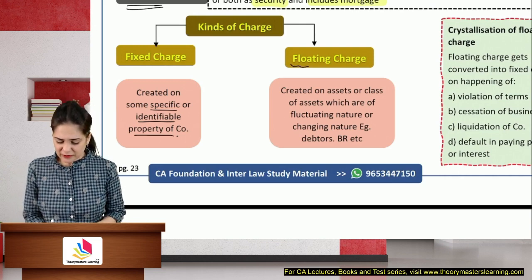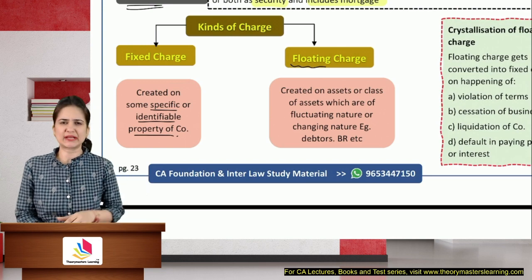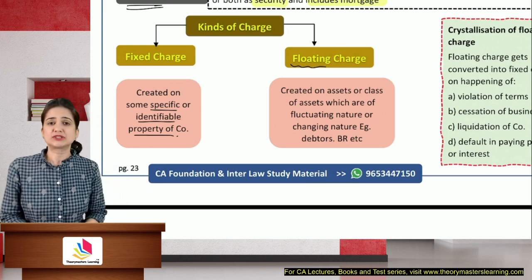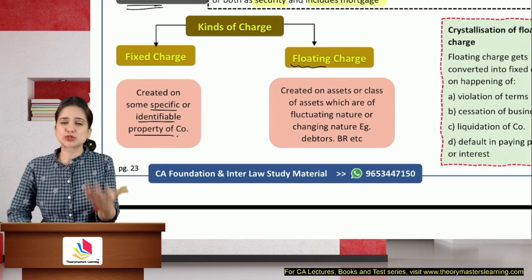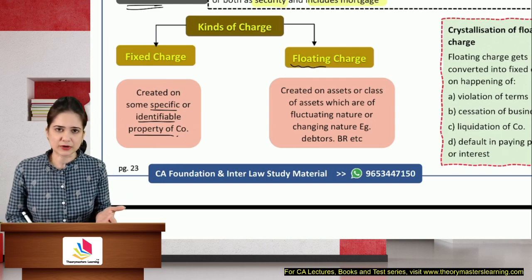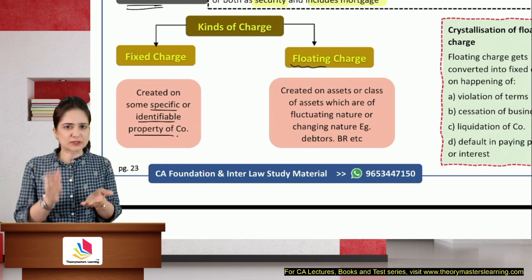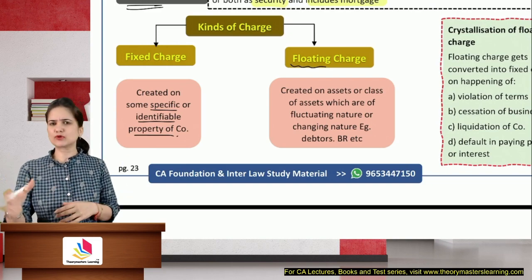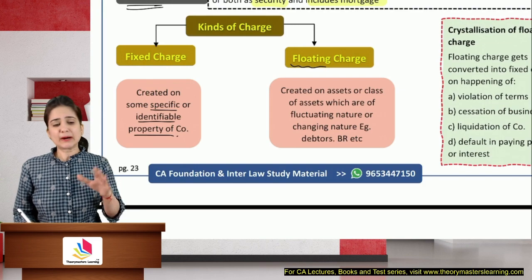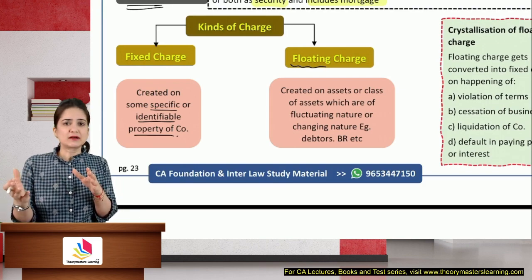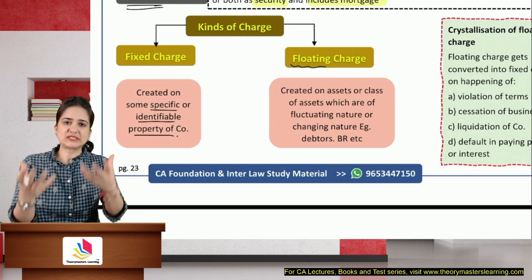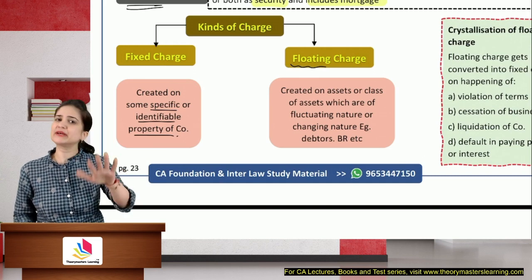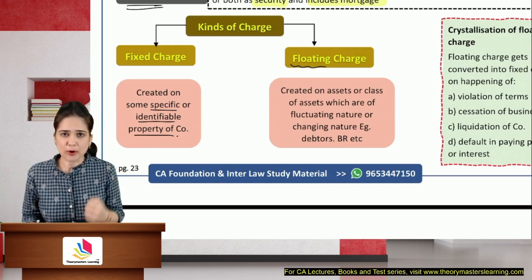But in case of a floating charge, the amount keeps on fluctuating. Let's say, for example, you have given your stock or debtors as security. The amount of stock keeps fluctuating. The company is free to deal in that stock. They can buy more stock, they can sell it. But in case they sell, they will obviously buy more stock. The charge will automatically be created on the stock which is also bought.